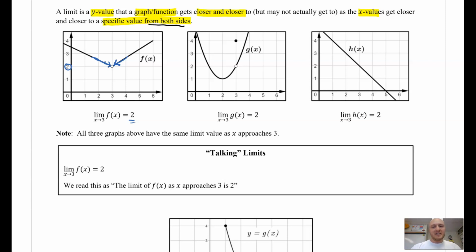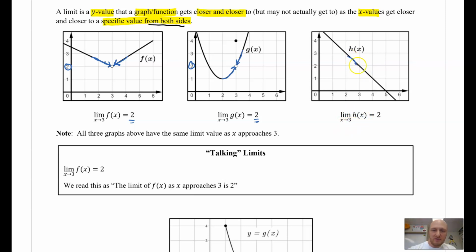Let's look at the second example. Here we have g of x. Again, as x is approaching 3, this time coming from the left, the function is approaching 2, and as it approaches the value of 3 from the right, it is also 2. So our answer is 2. Then example number 3. Here we have h of x, which is just a linear function, and the limit of h of x as x approaches 3 is also 2.